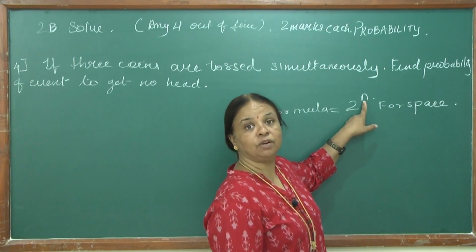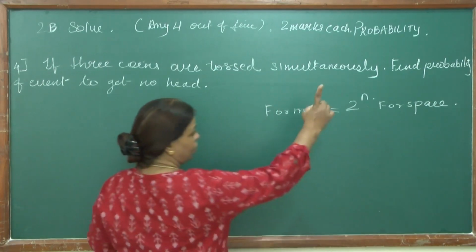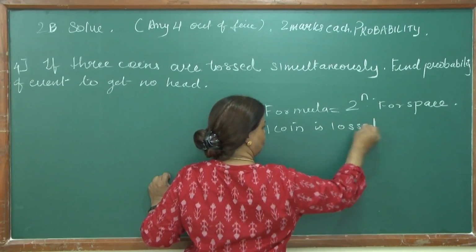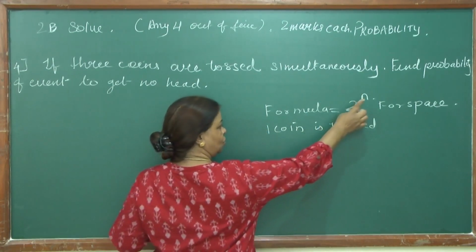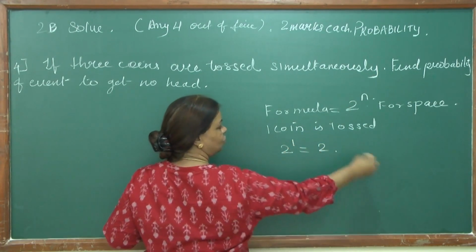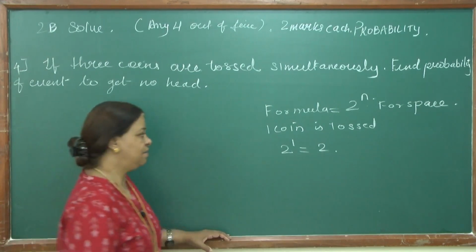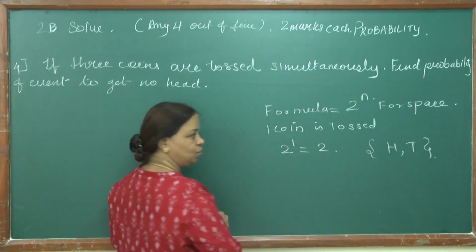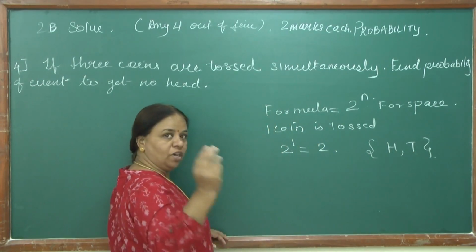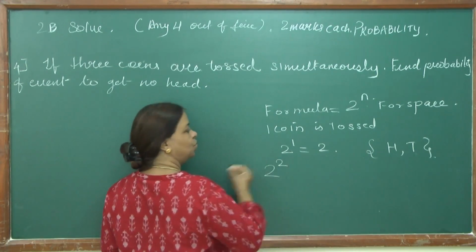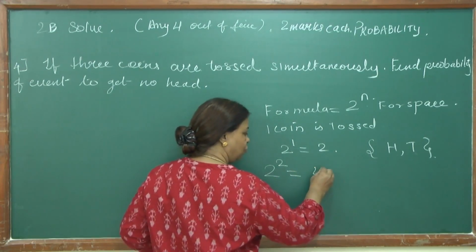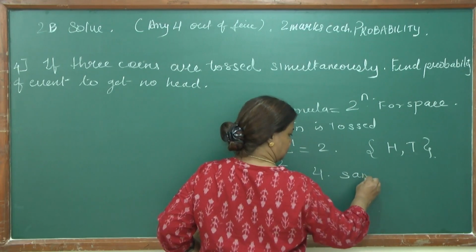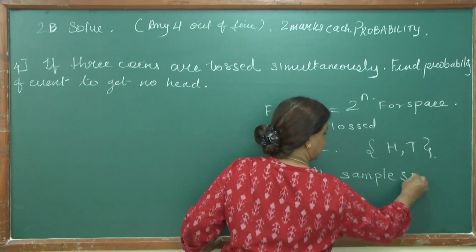Now what is this 2 raised to n? N is the number of coins. Suppose 1 coin is tossed. So what will be the number of sample space? 2 raised to 1, that is equal to 2. If you toss a coin, there can be head or there can be tail. So sample spaces are 2. If 2 coins are tossed, so 2 raised to 2, that would be what? 4. So the number of sample space which you will get will be 4.